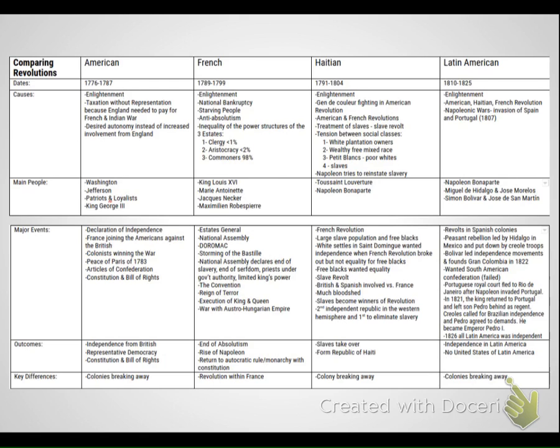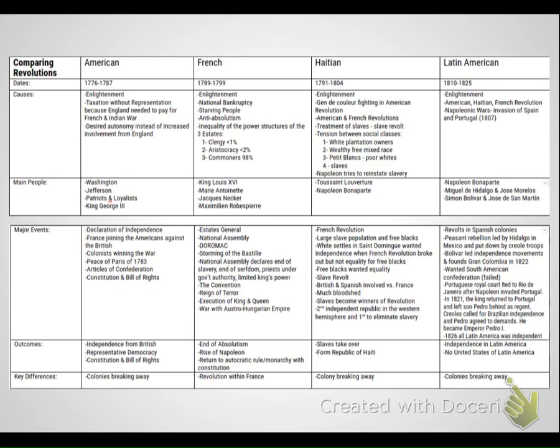So pause the video, look at this, because you want to look at what caused the American Revolution and who are the key people, like King George III. Otherwise, looking at what happened in Haiti and how Toussaint Louverture, and we're looking at Napoleon Bonaparte, all those things play together. So make sure that you just pause the video and go through at this point these different revolutions, who the key players are, and then ultimately the key differences.